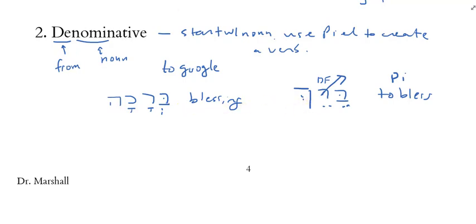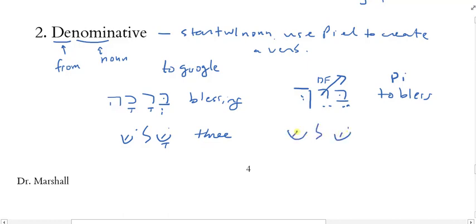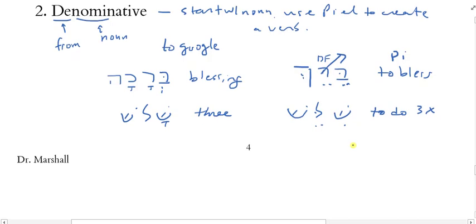My favorite one is this one. The noun shalosh means what? We just learned this in chapter 25. It's the number 3, right? Well, I take the 3 root letters of shalosh and I apply Piel vowel pointing. Shilesh, okay, that's the Piel, and that means to do 3 times, okay? So he did something 3 times, shilesh. Isn't that cool? All right, so that's the idea of the denominative use.